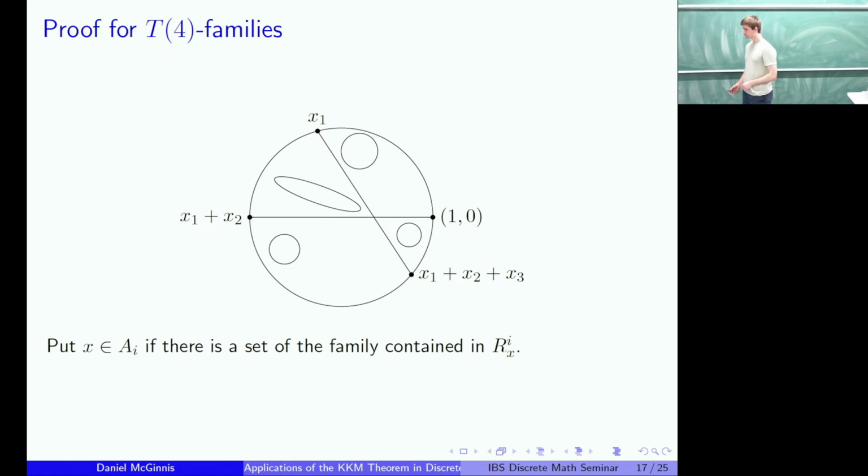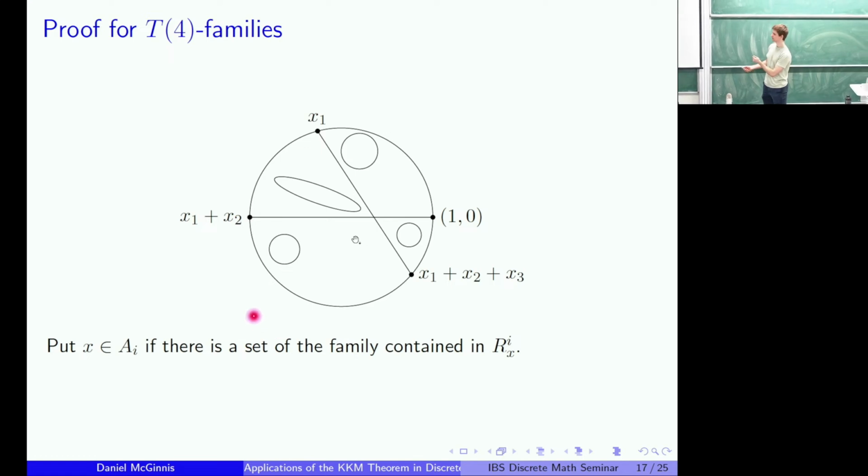Okay. What if one coordinate is 0, then? Yeah, so the fact that x is in the intersection of the A_i's means that the coordinate won't be 0, because we have to have a set in that region. So it couldn't be that x1 is 0, otherwise this region would be empty and you wouldn't have a set there.